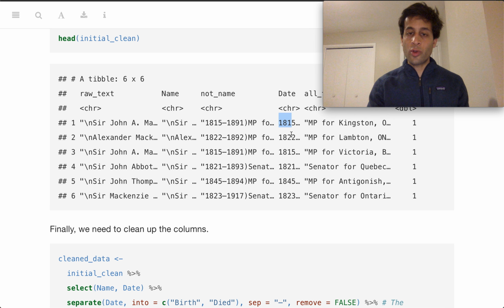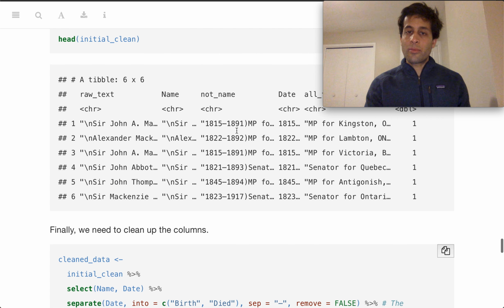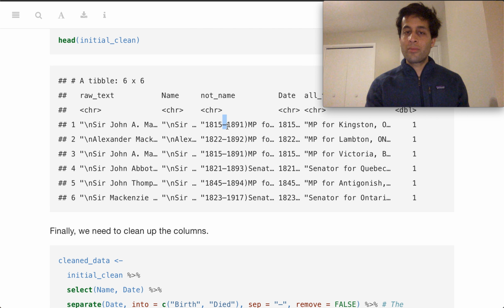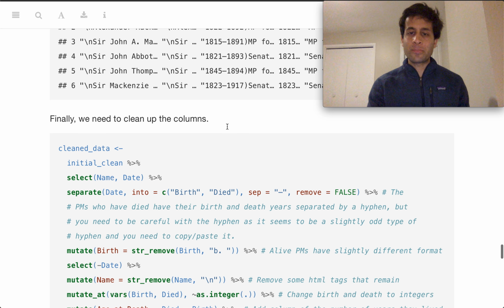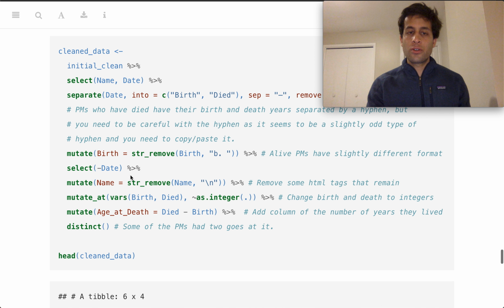And so this is looking pretty good. So the cleaning that we're going to do is just to separate birth and death into two different columns, because they are separated by what looks to be like a little hyphen, but it's actually some slightly different character pretending to be a hyphen. So we just need to copy paste that one in. And then some of the prime ministers are still alive, and so in their case the setup is slightly different, and so that's what's going on in this line here.